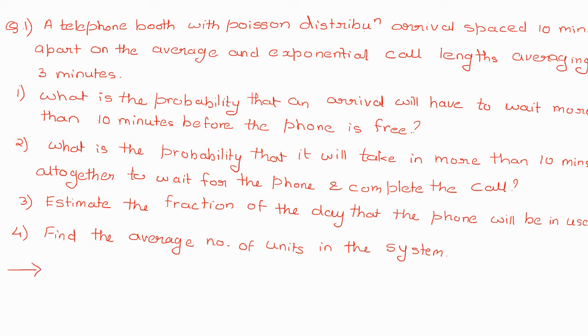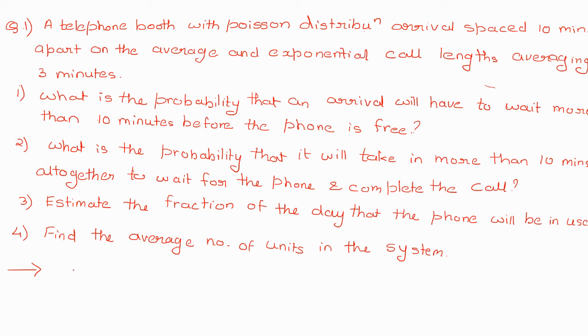There are four sub-questions under this; let's see the first one only. What does the statement say? A telephone booth with Poisson distribution. So it is clear that it is model 1, that is M/M/1. We are already studying this under model 1, and here the arrival rate follows the Poisson distribution, and arrivals are spaced 10 minutes apart. That means every 10 minutes, one customer arrives.